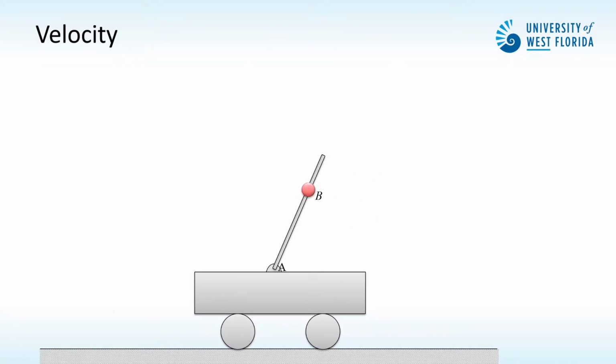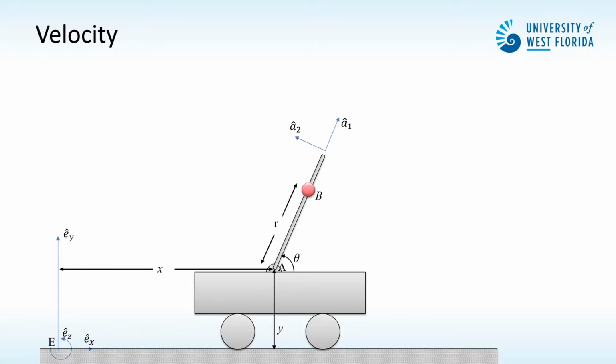fixed reference frame. To do this, we will need our inertial reference frame. Then we can define the position of point A using dimensions x and y. It will also help to add a rotating reference frame fixed in the rod with its origin at point A. Then we can define the position of point B with respect to A using the dimension r.